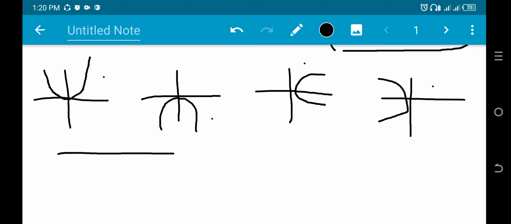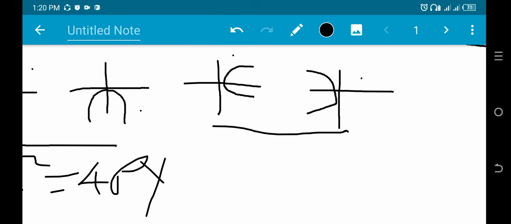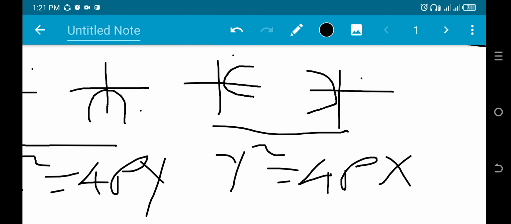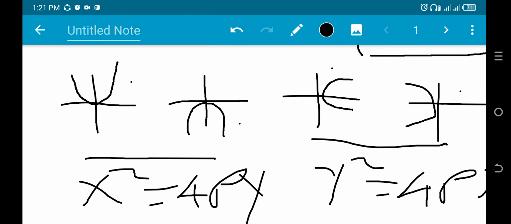For the first two, the equation has to look like this. This is what you need to have as your equation. Then for the last two, your equation has to look like this. So if you have y squared, the vertex of your parabola will be aligned on the x-axis. If you have x squared, your vertex will be aligned on the y-axis. So that's how we are going to identify.